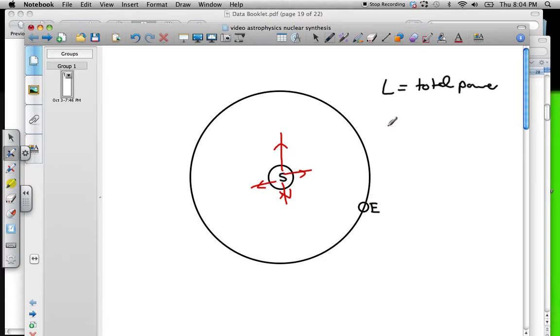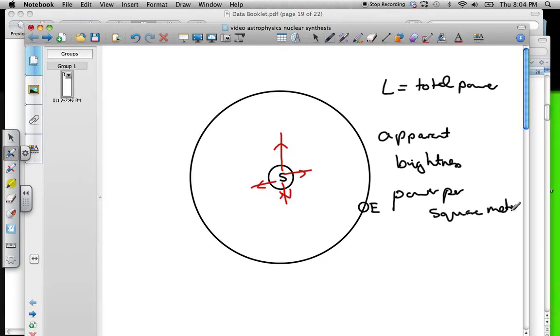Now we define something called the apparent brightness. The apparent brightness is the energy that is received. Basically it's the power per square meter that is received, and we denote it by a small b.